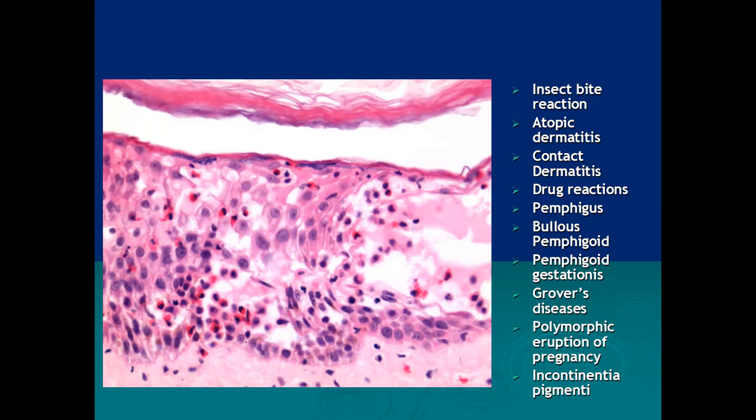But in addition to these three diagnoses, there are a few other conditions which are associated with these features, which are the autoimmune conditions like bullous pemphigoid and pemphigoid gestationis, and even Grover's disease, and polymorphic eruption of pregnancy.